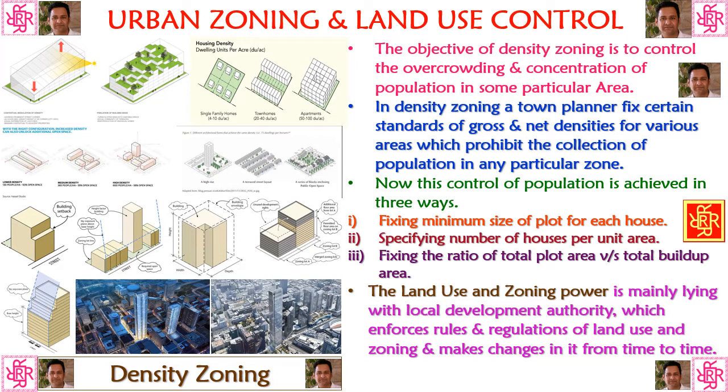So the land use zoning power mainly lies with the local development authority, which enforces the rules and regulations of land use and zoning and makes changes in its form from time to time. Now the issue is that there are different land controlling institutions within the city. So this is another issue. When different authorities are controlling the land, then there are different bylaws for everyone. Otherwise chaos will result in the city. If land use zoning is not done, then chaos will occur.